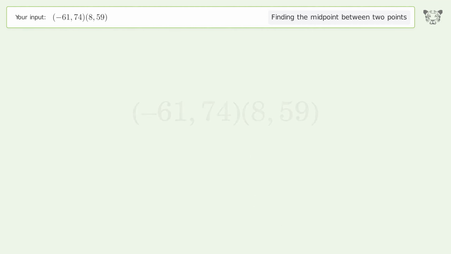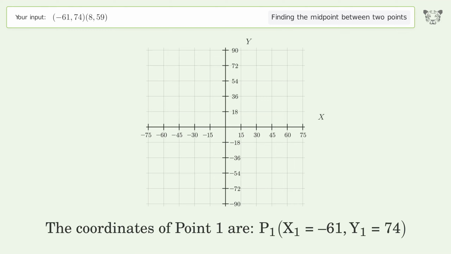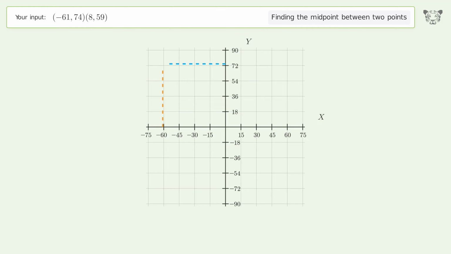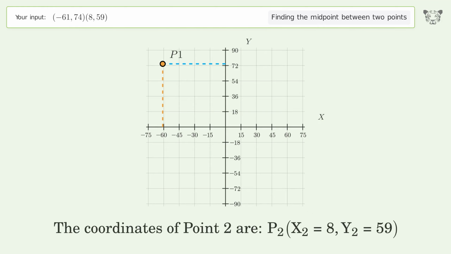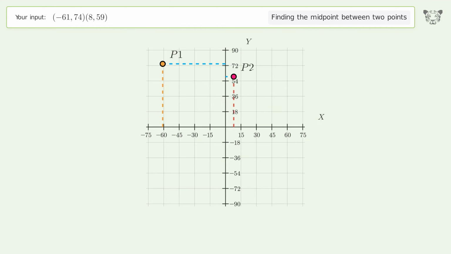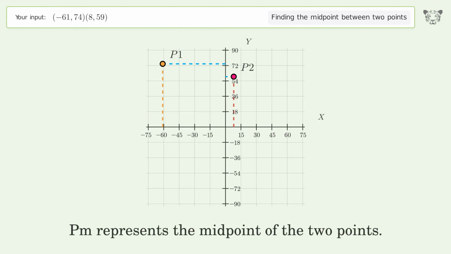The coordinates of point 1 are, x1 equals negative 61, y1 equals 74. The coordinates of point 2 are, x2 equals 8, y2 equals 59. PM represents the midpoint of the 2 points.